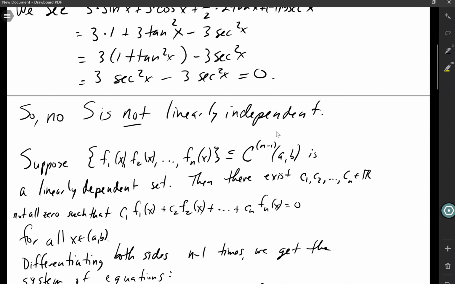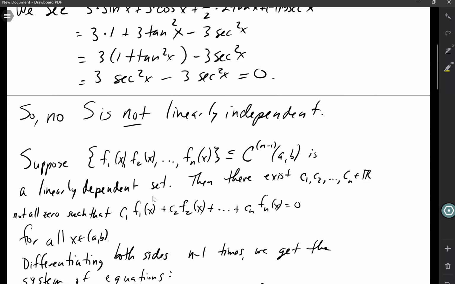I'll say they're f1 out to fn. These are going to be subsets of the n minus 1 times differentiable functions on the interval from a to b. Again, remember the superscript just tells us how many times we can differentiate. So we have n functions. Each of them we can differentiate n minus 1 times and remain continuous on the interval from a to b. Let's say that's a linearly dependent set, so starting with the assumption that it's a dependent set.